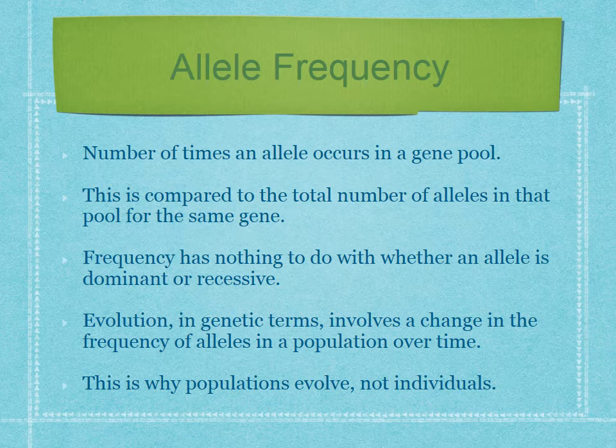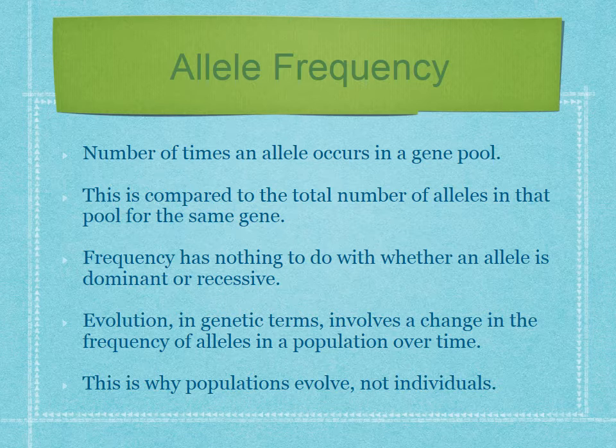So when we talk about allele frequency, it's the number of times an allele occurs in a gene pool. So I hope you all are ready for a little bit of math this chapter, because we will see some math. And this is compared to the total number of alleles in that pool for the same gene. So when we talk about allele frequency, frequency has nothing to do with whether an allele is dominant or recessive. It is strictly how often we see it. And evolution in genetic terms involves a change in the frequency of alleles in a population over time.